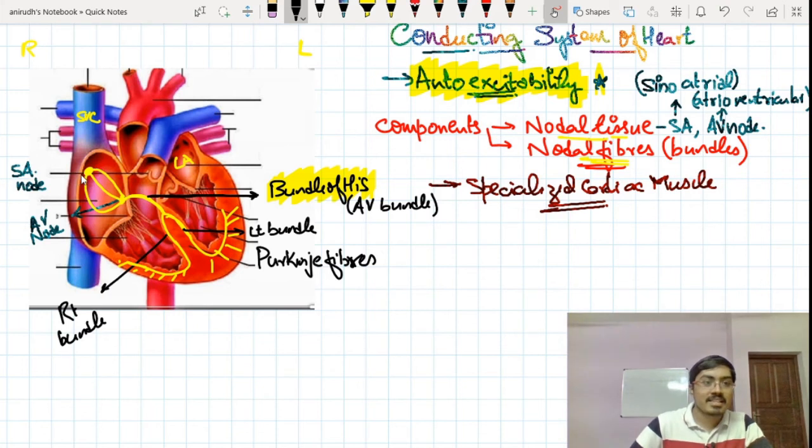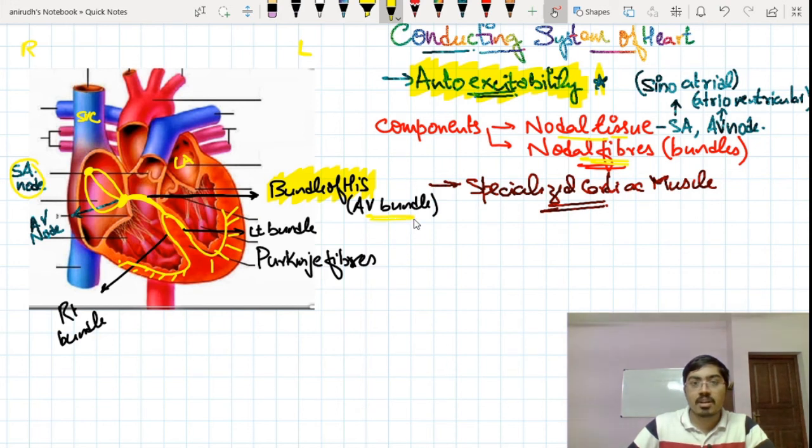Okay, so this is the SA node. Once again, I'm just recapitulating here. This is the SA node, then this is the AV node. These are the two nodal tissues, AV node and SA node. Now they are connected by the nodal fibers. So the SA node is connected to the AV node by three important fiber tracts. There are three pathways, and from the AV node, the bundle of His arises.